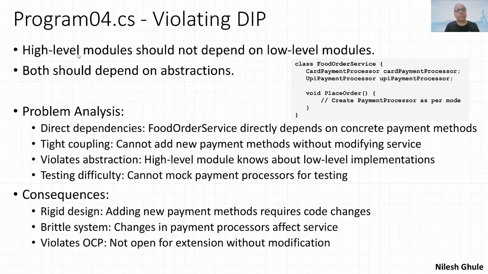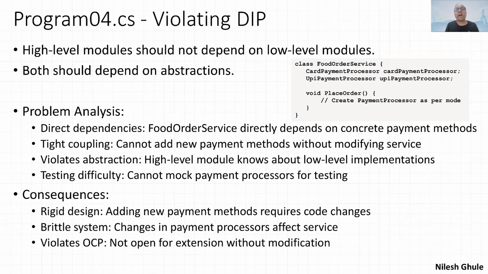So what is DIP? The high level modules should not depend on the low level modules. In fact, both of them, high level as well as low level, should depend on abstraction. I repeat once again, in my case, the high level logic is food order service and the low level logic is card payment processing and UPI payment processing. And then the high level is directly dependent on the low level. There is direct dependency. There's a tight coupling between the high level module and the low level module.